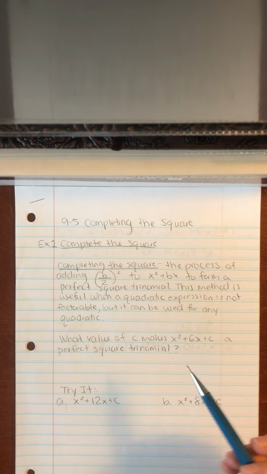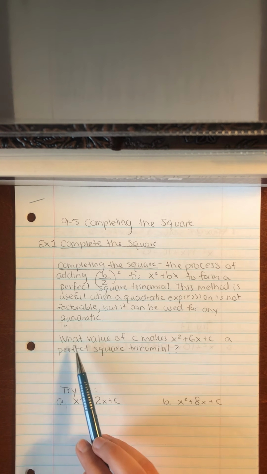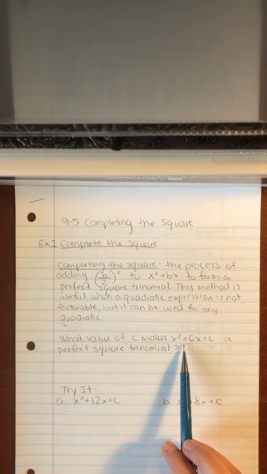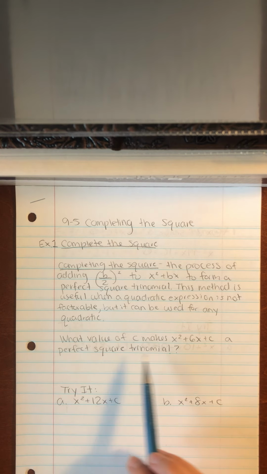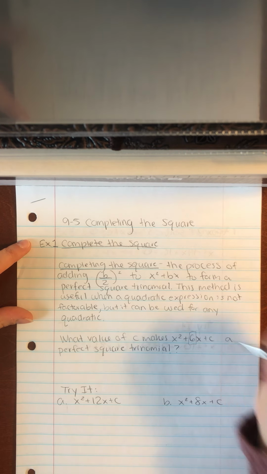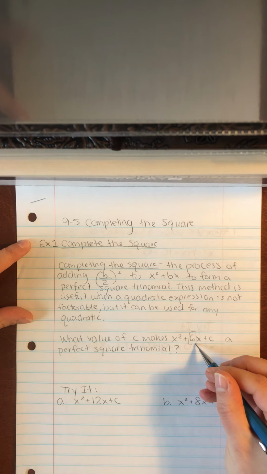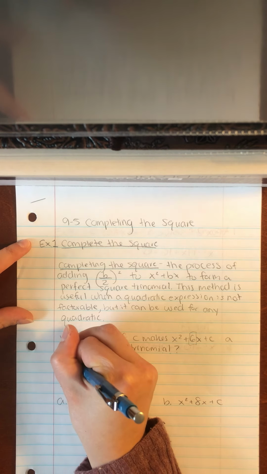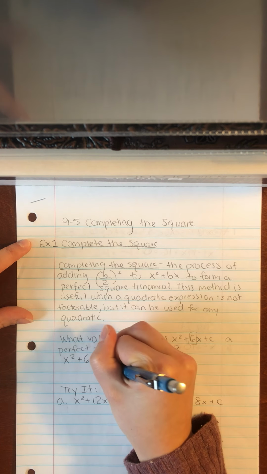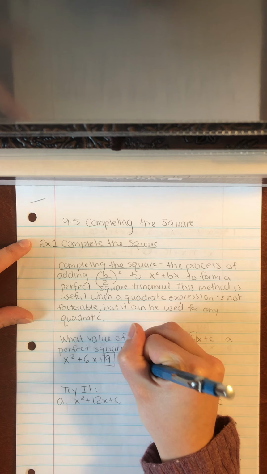Okay, so the first question asks us, what value of c makes x squared plus 6x plus c a perfect square trinomial? So what we need to do is take half of this middle term and square it. So half of 6 is 3, and 3 squared is 9. So it's x squared plus 6x plus 9. Our value of c is 9.